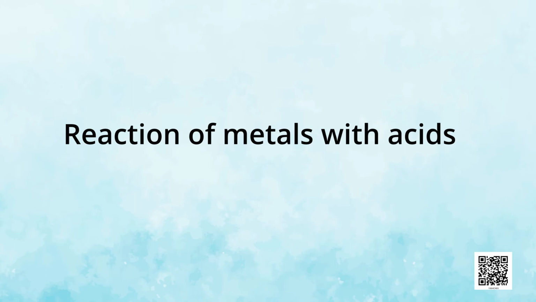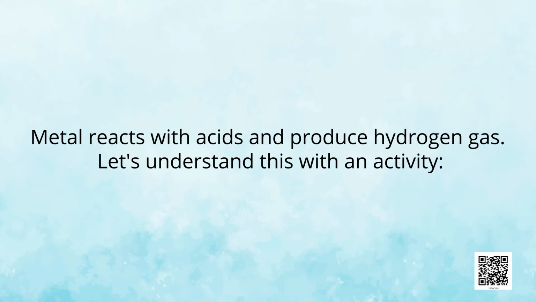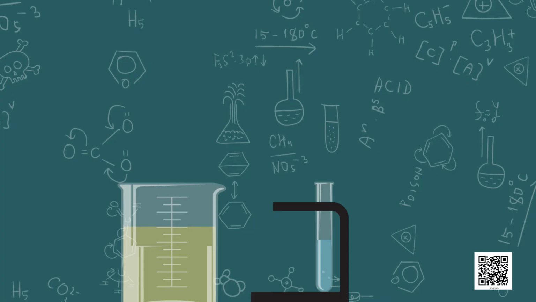Reaction of metals with acids. Metals react with acids and produce hydrogen gas. Let's understand this with an activity. Take 5 milliliter dilute sulfuric acid in a test tube. Take 20 milliliter of soap solution in a beaker. Now put some zinc granules in the test tube.